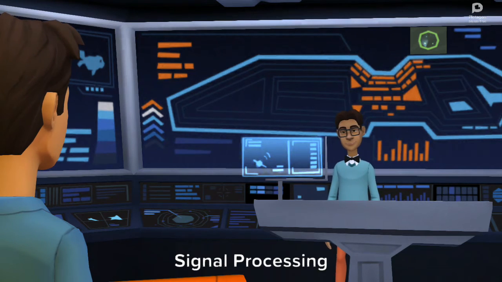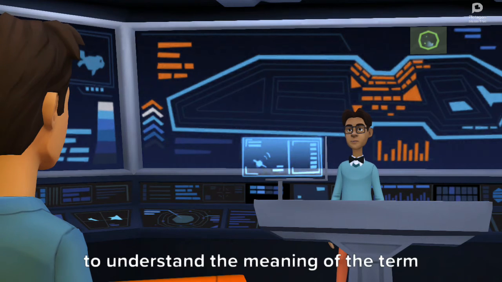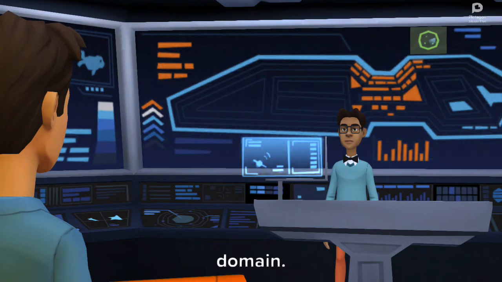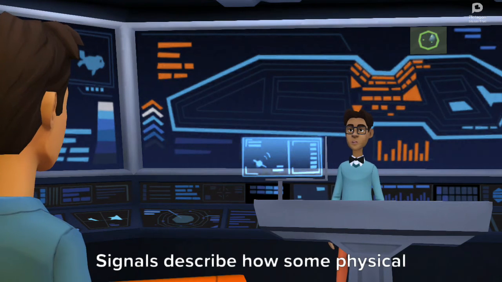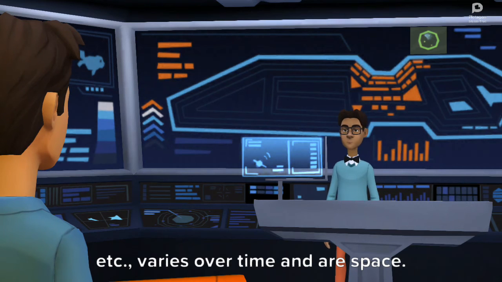Signal processing. Before understanding the concept of signal processing, let's first try to understand the meaning of the term signal in the intelligent machining domain. Signals describe how some physical quantity such as temperature, sound, etc. varies over time and space.